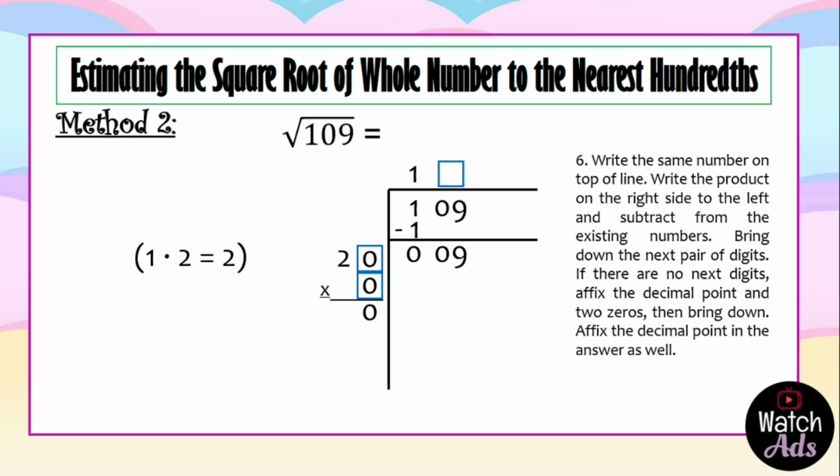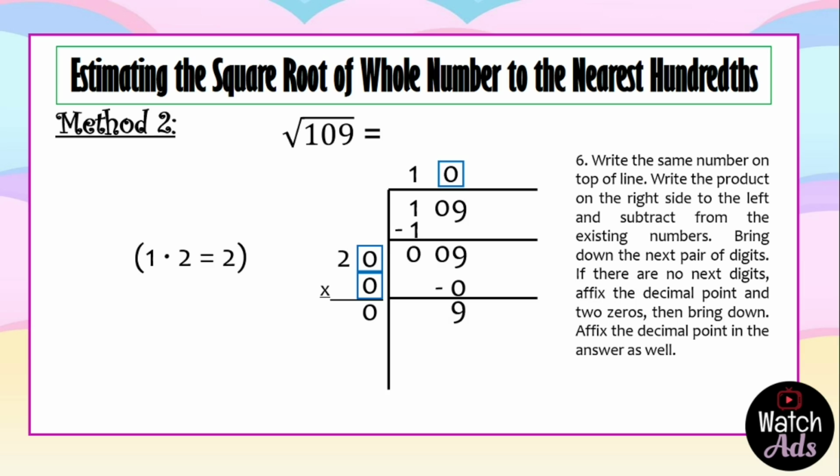Next, write the same number on the top of the line. As I have said earlier, the same number follows in the box. So the number is 0. You write it on the top of the line. Next, write the product on the right side to the left and subtract from the existing numbers. So the product is 0. We write it down. Then we subtract from the existing number, that is 9. The answer is 9.